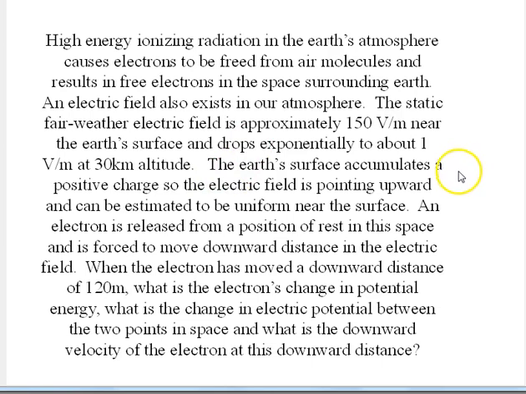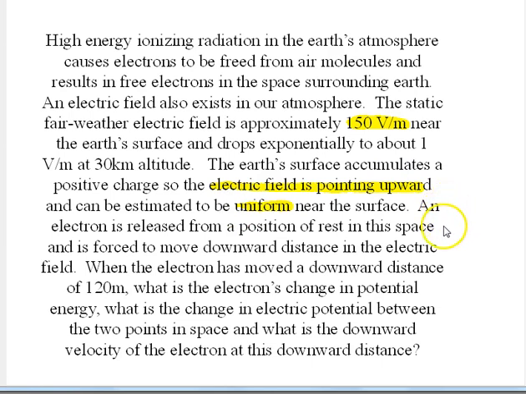The Earth's surface accumulates a positive charge, so the electric field is pointing upward. And that's a key piece of information near the Earth's surface, that the electric field is pointing upward. So we'll just highlight that. Electric field is pointing upward. Near the Earth's surface, it's approximately 100 volts per meter. So now we have our information about the electric field. It's also estimated to be uniform near the Earth's surface, just like our gravitational field.